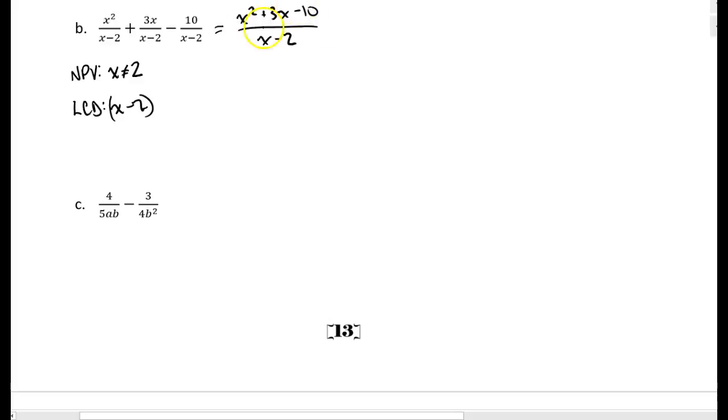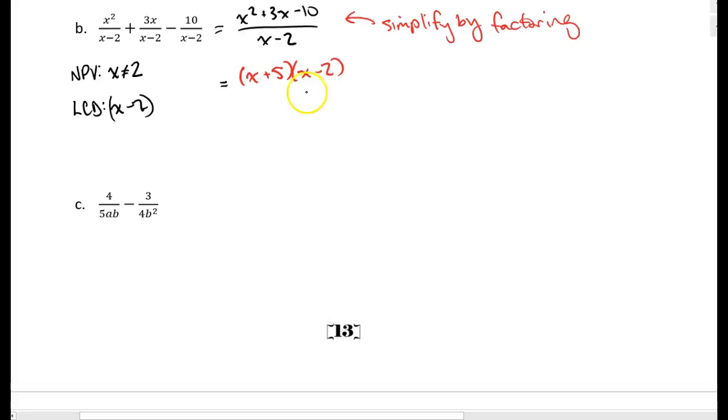From here, I do have a trinomial that can be factored. You'll see why I want to do that in a second. So that becomes x plus 5, x minus 2, divided by x minus 2. Well, those binomials were multiplying and dividing by the same binomial, so they cancel out. So my final answer is x plus 5, where x cannot be 2.